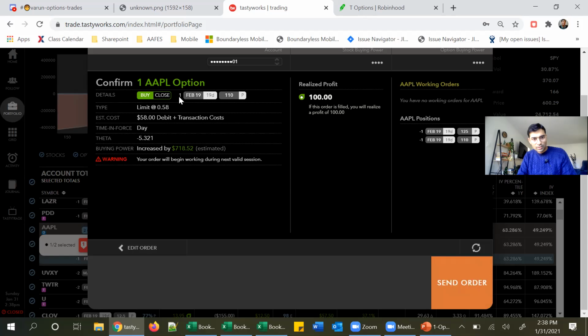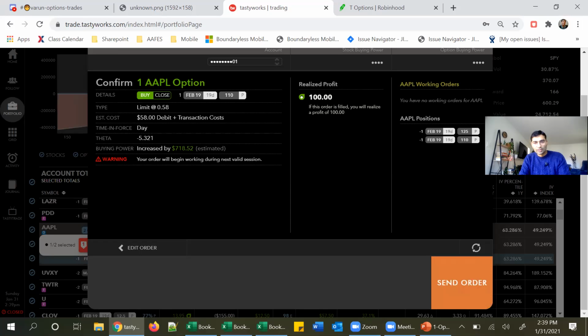if I buy to close the Feb 19th, it is showing me profit automatically. And this is going to take some money. Given that I am placing that order before Feb 19th, which is still 19 or 20 days away, there is going to be some transaction cost to have this contract executed. But I'm going to make $100 now.